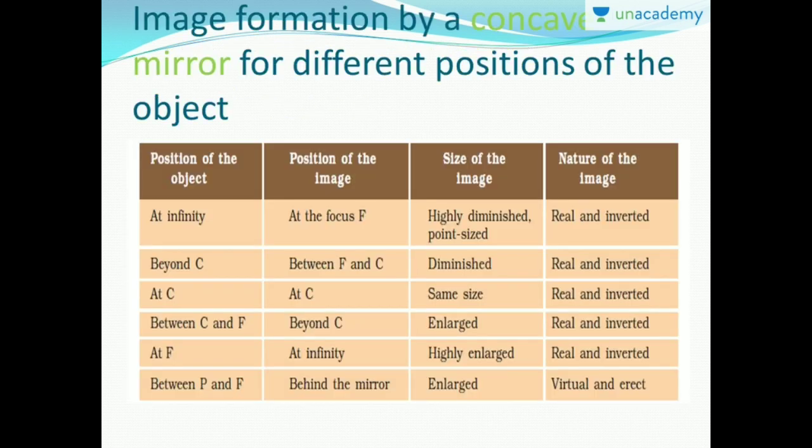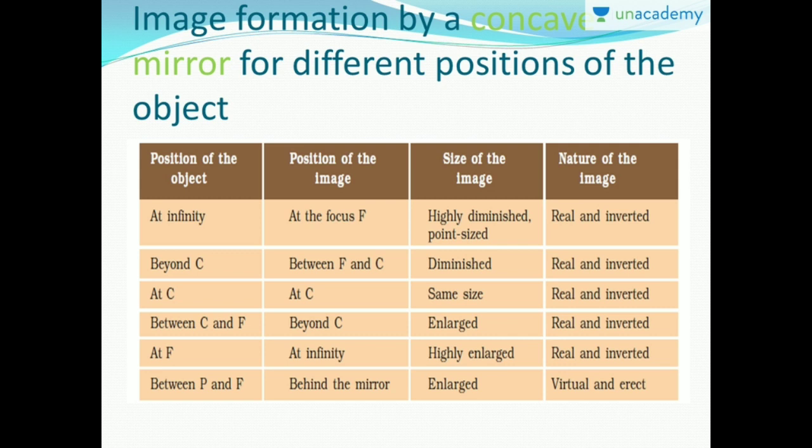Moving on, image formation by a concave mirror for different positions of the object. We have various cases for various positions of the object and various positions of the image. In the first case, when the object is at infinity, the image will be at the focus. The size of the image will be highly diminished and point sized, which means it will be highly concentrated and intensified, and the nature of the image will be real and inverted because it is being reflected. So in almost all the cases it will be inverted and real. This will be shown to you in the next slide.